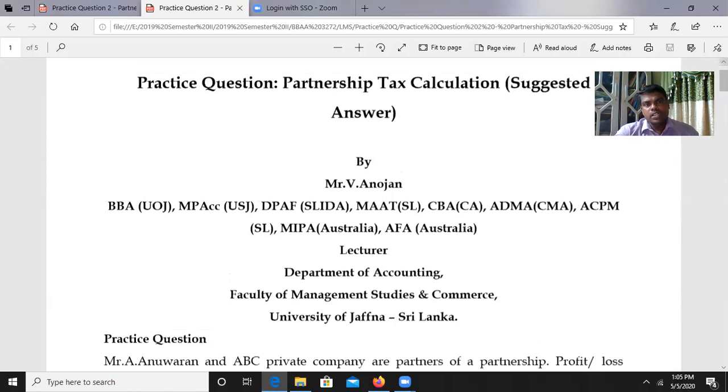Today, I want to discuss the practice question on partnership tax calculation, which was already uploaded into the LMS. I hope that you did the calculation for this practice question. Today, we can discuss how to calculate partnership tax for this practice question.